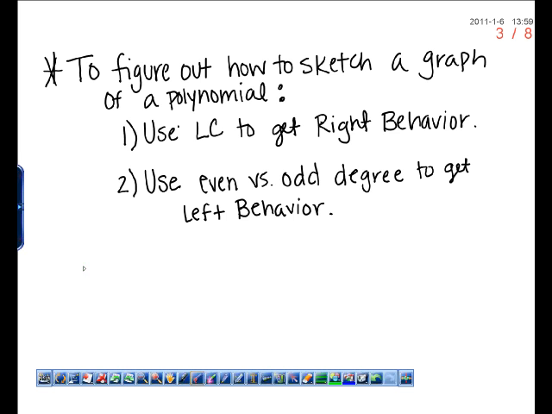The leading coefficient is always the number before, like, x to the 6th plus 3x squared plus 2. It's whatever this number is right here.